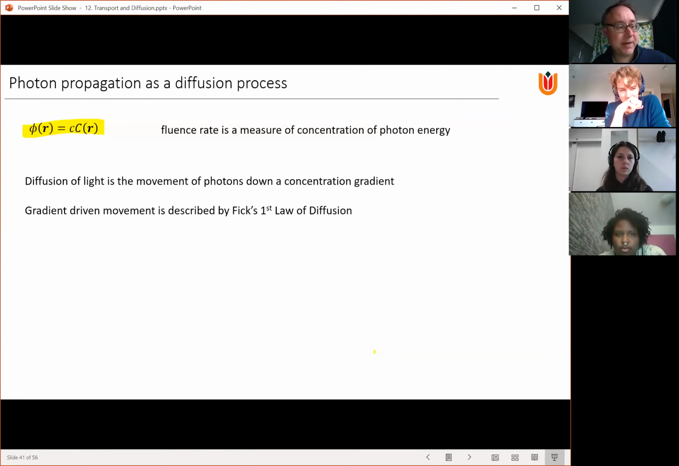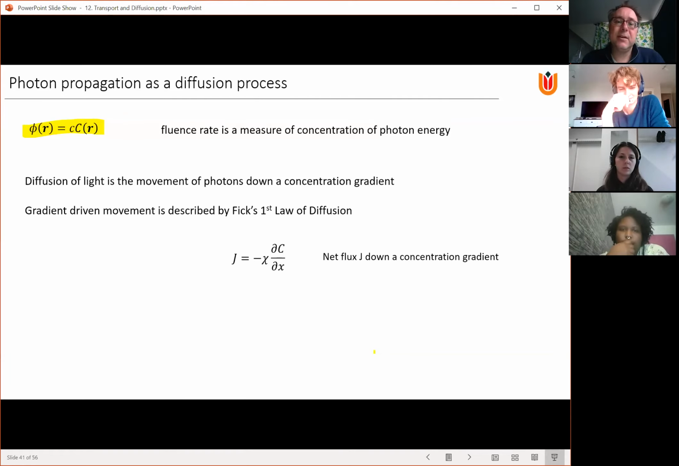Diffusion processes are given by a fixed law of diffusion, which in general form reads like this. On the left-hand side, you have a net flux down a concentration gradient, dc/dx. So this describes the flux down the gradient, and there is a proportionality constant, the diffusivity, that tells you how strong this process is.